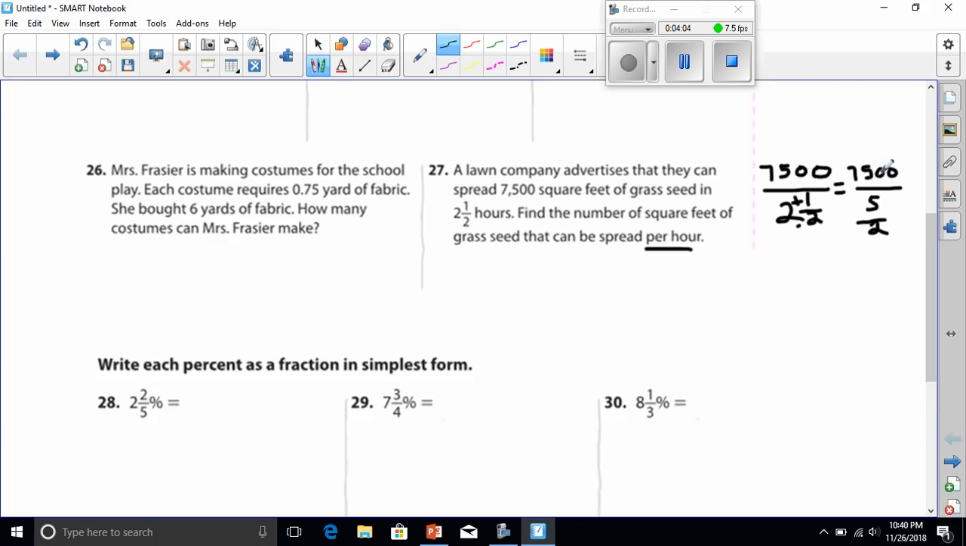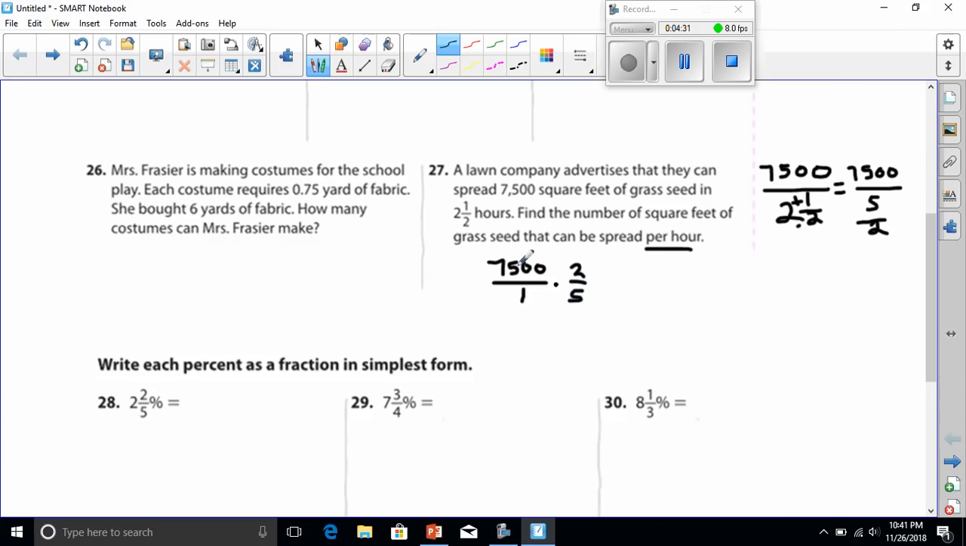Remember, 7,500 is really 7,500 over 1. And now we have to remember to use our flip rule. Remember, we're keeping the top number the same. We're changing from division, which that's what a fraction is, a division problem. We're going to change it to multiplication. Now we're going to flip that second number and turn it into 2 over 5.